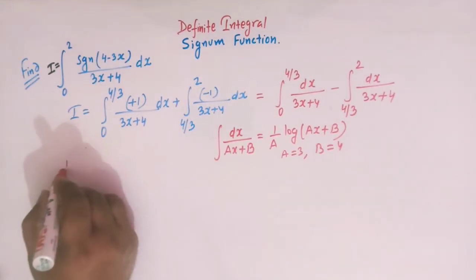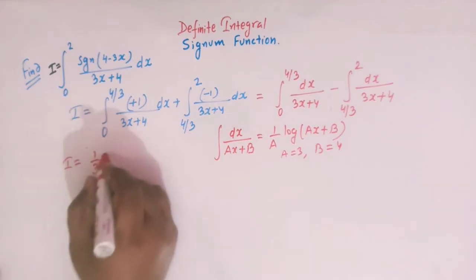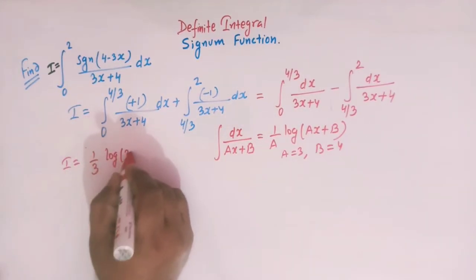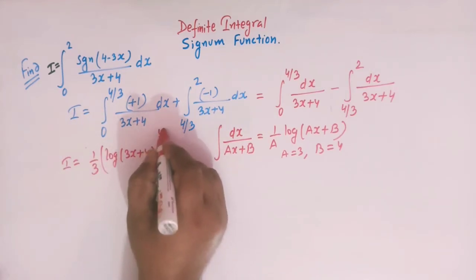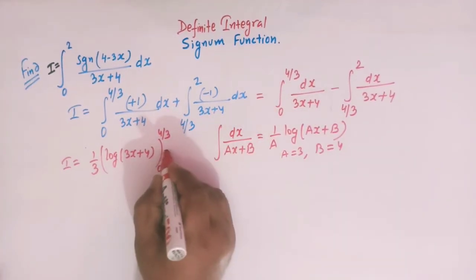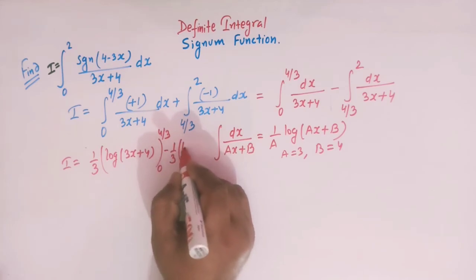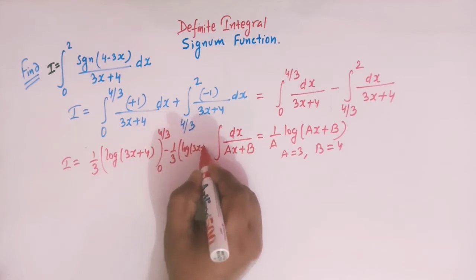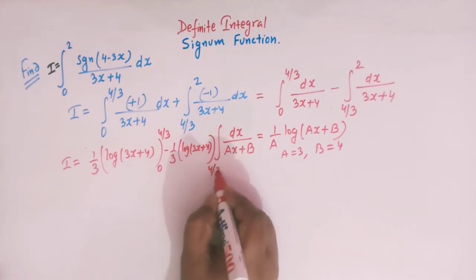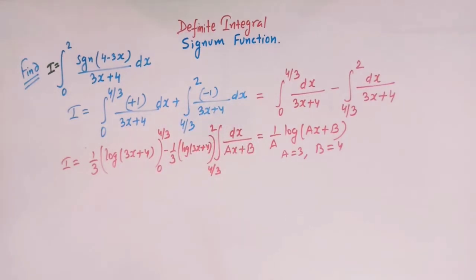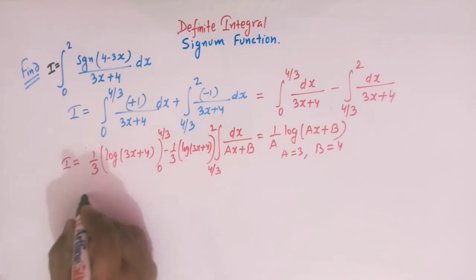And now we have I is equal to 1 over 3. The first one, we have log of 3x plus 4, the limits are from 0 to 4 by 3, and the second one is 1 over 3 log of 3x plus 4, and the limits are from 4 by 3 to 2, right? So now we can simply substitute the limits and we'll take the difference.